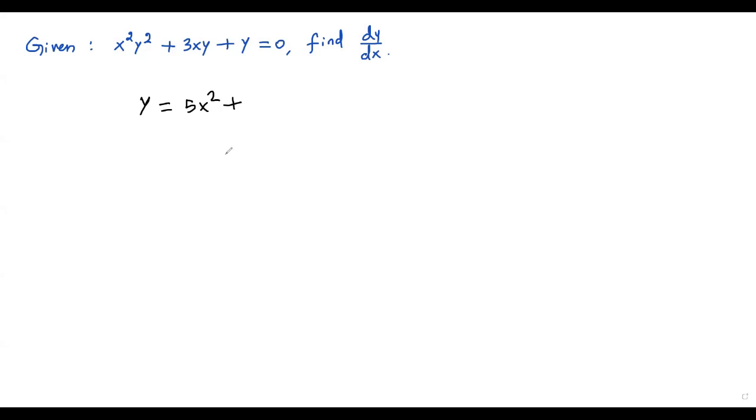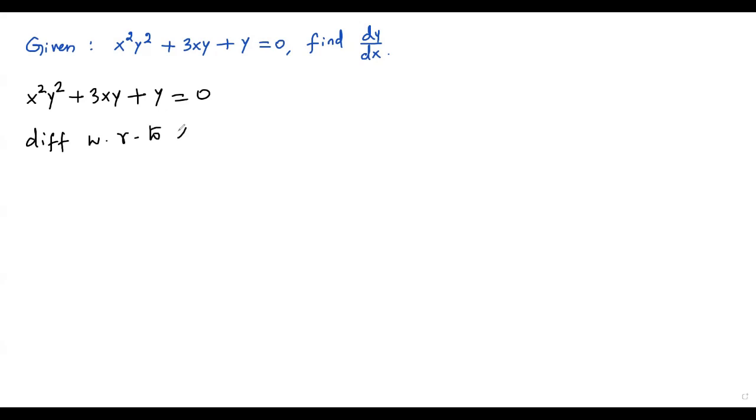But in our function, it is not solved for y in terms of x. So it's called an implicit function. So how can we get dy over dx in this function? What we need to do is find the derivative on both sides of the given function with respect to x. At last, we have to solve for dy over dx. Okay, first let me write the given function as it is: x squared times y squared plus 3xy plus y equals 0. Now let's differentiate on both sides with respect to x.